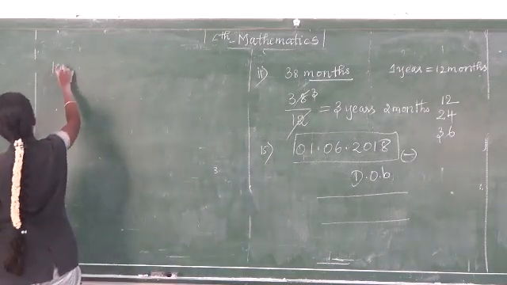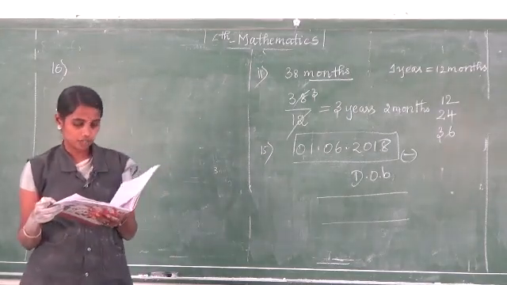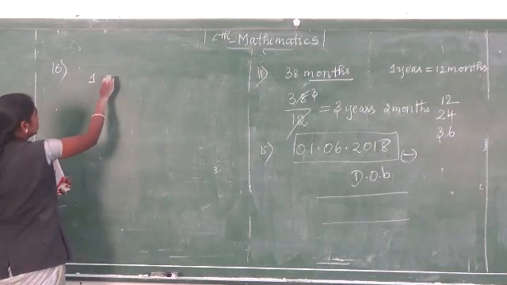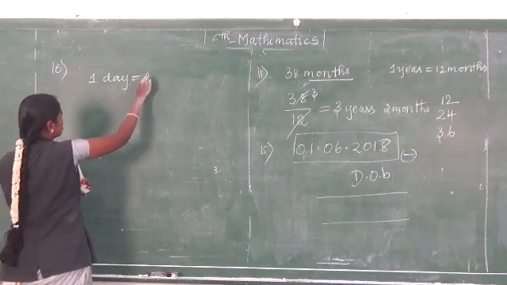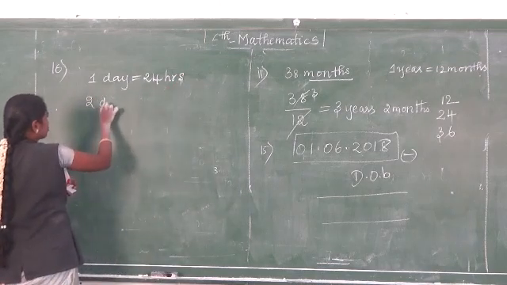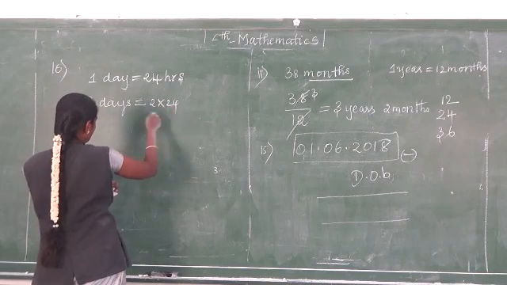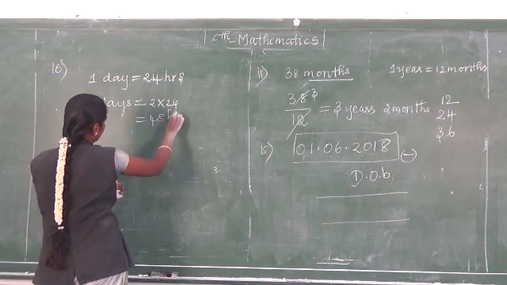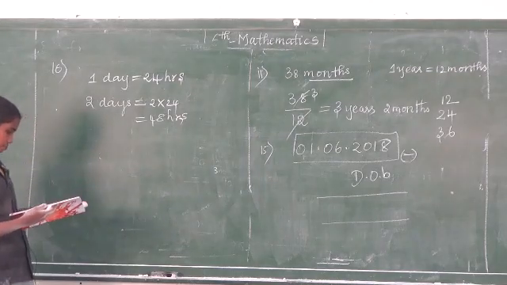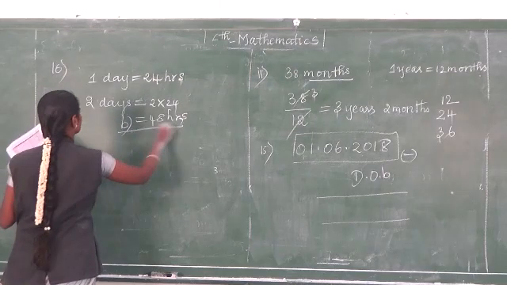Question number 16, objective type question. 2 days equal to how many hours? 1 day equal to 24 hours. So 2 days means multiplication, 2 into 24. Answer is 48 hours. Answer is option B.